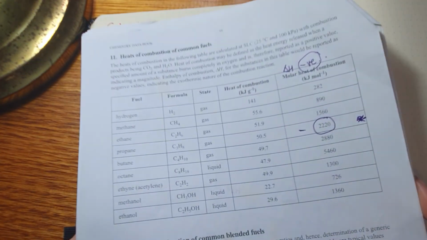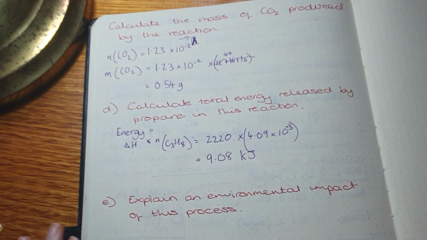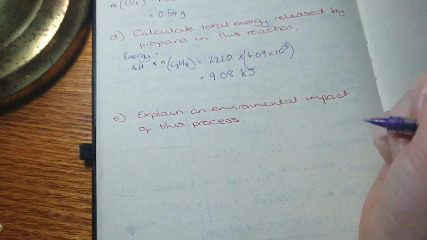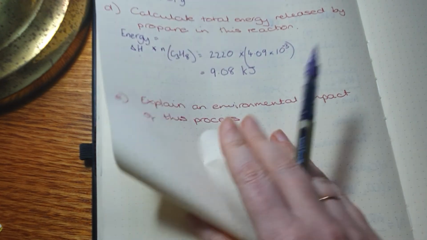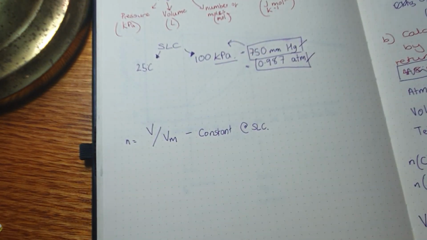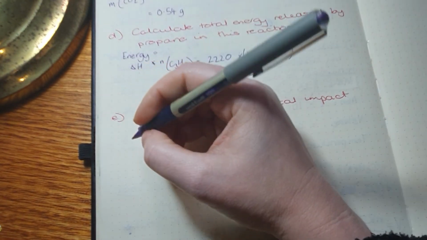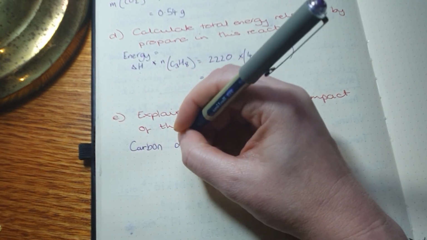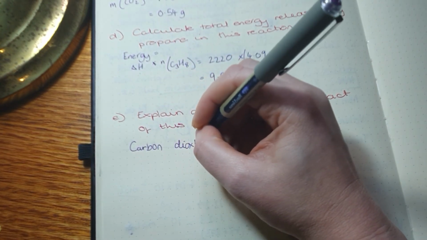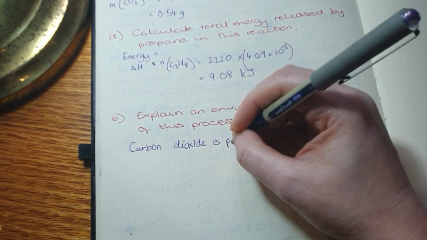Last one is thinking about why we do this, why we care. I think they're going to slot some of these in. Explain an environmental impact of this process. So if we look at our process, we have propane being combusted, giving us water and carbon dioxide. So carbon dioxide is produced.